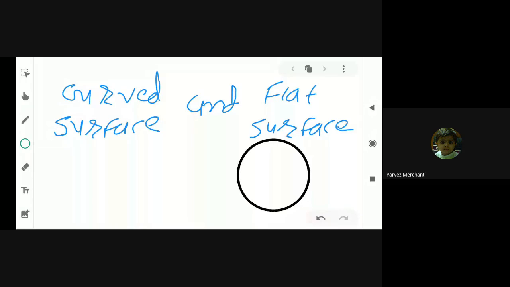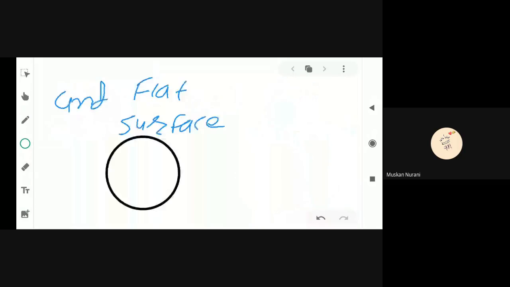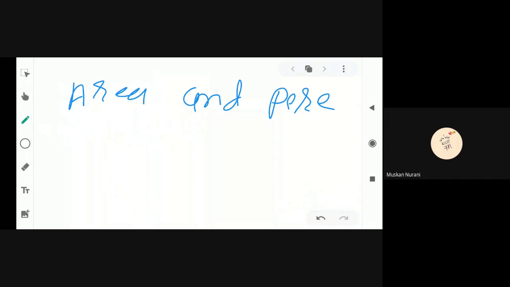Now I hope you all clearly understood the concept of curved surface and flat surface. Yes or no? Yes, sir. Okay. Now please listen. In sixth and seventh standard, you cleared the concept of area and perimeter. Yes or no?